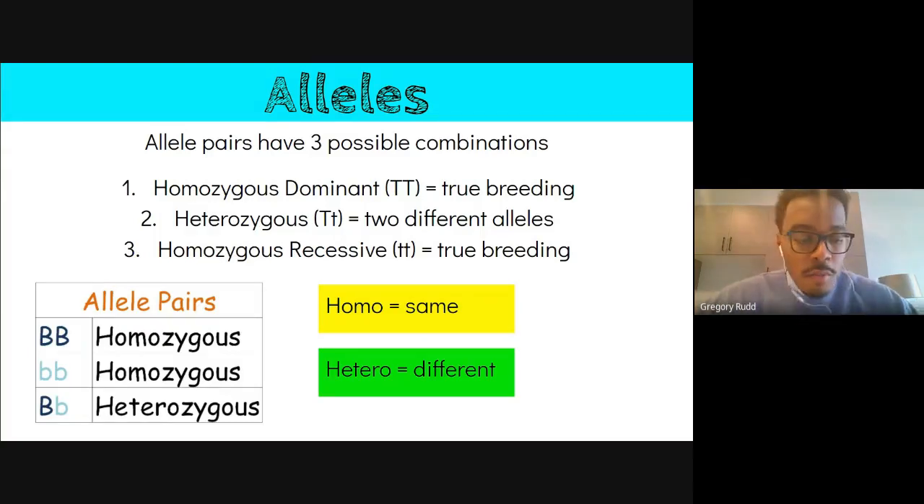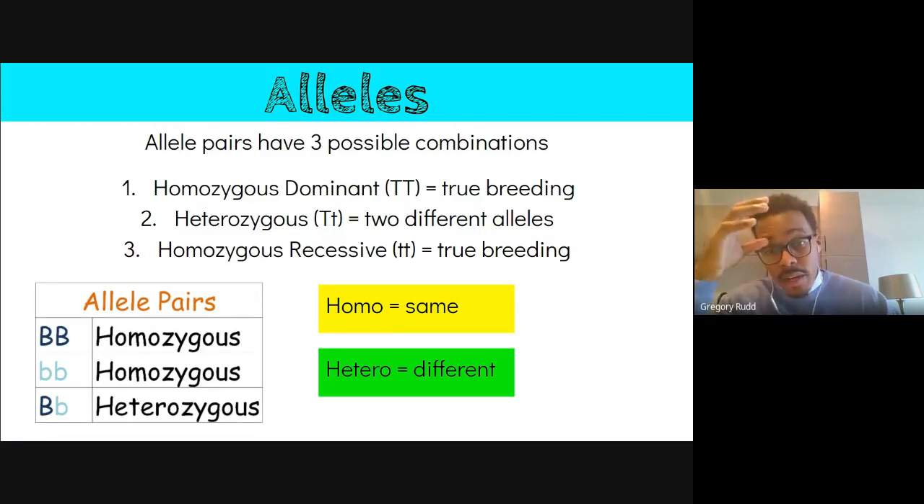The prefix homo means same. So homozygous dominant means we've got two of the same alleles and they're both dominant. They're both the capital letters. Homozygous recessive means we've got two of the same letters, but they're both recessive. They're both lowercase. Hetero as a prefix means different. So heterozygous means we've got two different alleles, one capital and one lowercase.